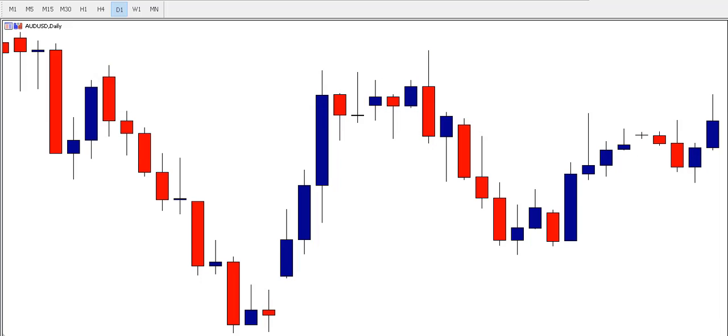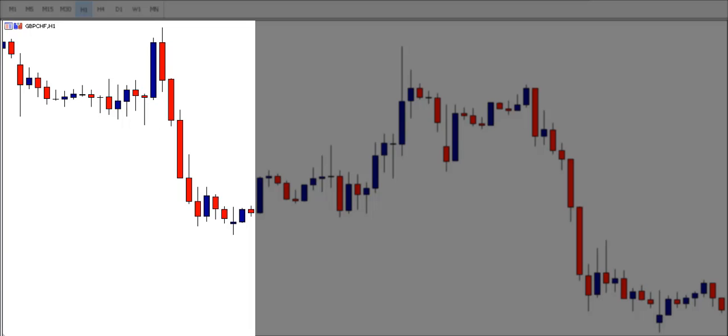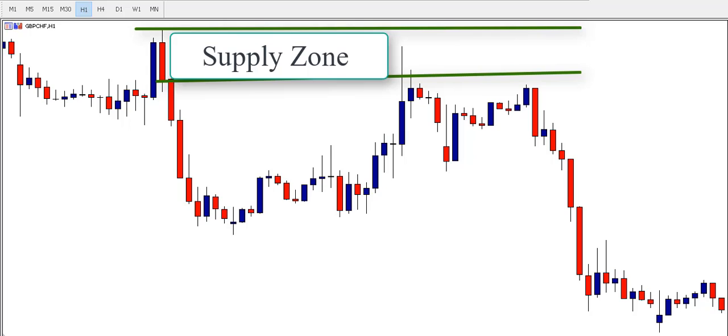Let me show you another example. This is the British pound Swiss franc 1 hour chart, and this is a clear supply zone. As you can see, this is a dark cloud cover that was formed at the beginning of this supply zone. So to draw the supply zone, you draw the proximal line at the close of the bearish candle and the distal line at the upper shadow.